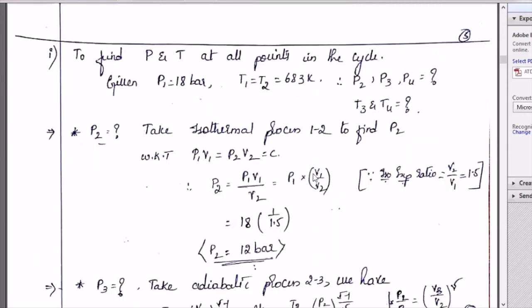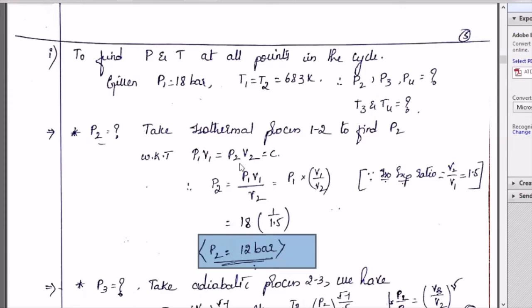Here we have V1 by V2, so the reciprocal is the value. Therefore, I take 1 by 1.5 and you get the value of P2. This way I find the value of P2. Very, very easy, only when you know all the basic equations of each and every process. So P2 can be found by using the 1 to 2 process.